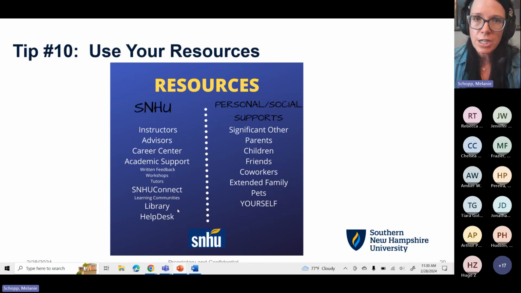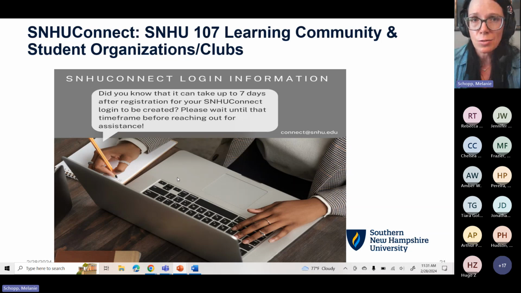You have SNHU Connect, which houses the SNHU 107 learning community, plus all the clubs and organizations here at the university. You got the library, anything technical happening, you always have the help desk, okay? Outside the classroom, you have those significant others, parents, kids, friends, coworkers, extended family, pets included, but none of it matters if you're not advocating for your own success and utilizing your resources. Okay, you don't have to do this alone, and we're so excited that you picked SNHU to either start or continue your academic journey.